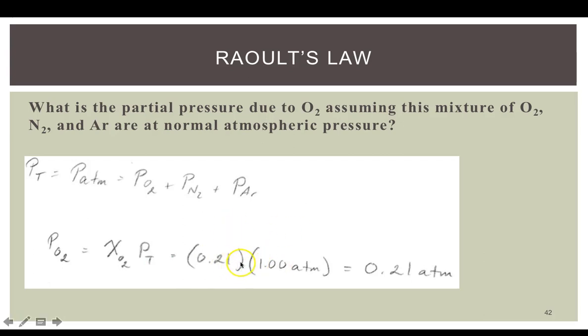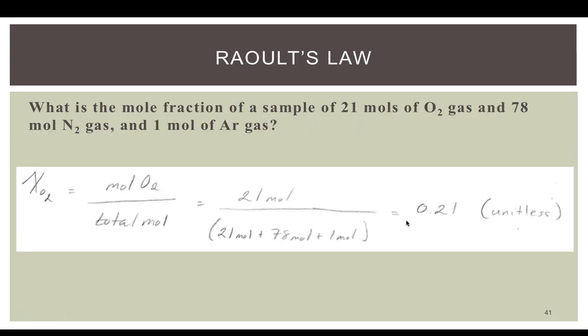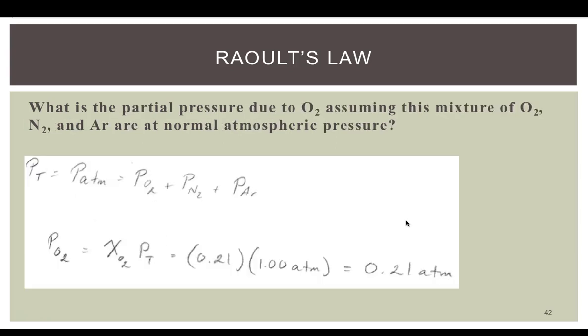You multiply it together. Luckily, it's unitless, right? Not luckily, but it makes sense. So unitless times atmosphere is atmosphere. 0.21 times 1 is 0.21. So if we had a mixture in that ratio of 21 moles of O2 gas, 78 moles of N2 gas, and 1 mole of argon gas, at normal atmospheric pressure, aka 1 atmosphere, the partial pressure associated with those oxygen molecules is 0.21 atmospheres.